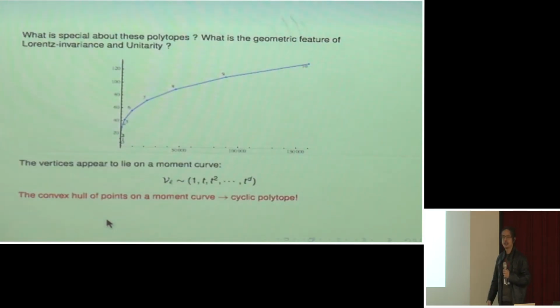So, of course, once I tell you that there's a polytope, then you want to ask, what is special about these polytopes? Because these polytopes are the geometric realization of unitarity and Lorentz invariance. So, if this is coming from some special symmetry and property, you want to know, is there some special property in terms of the geometry of this polytope?